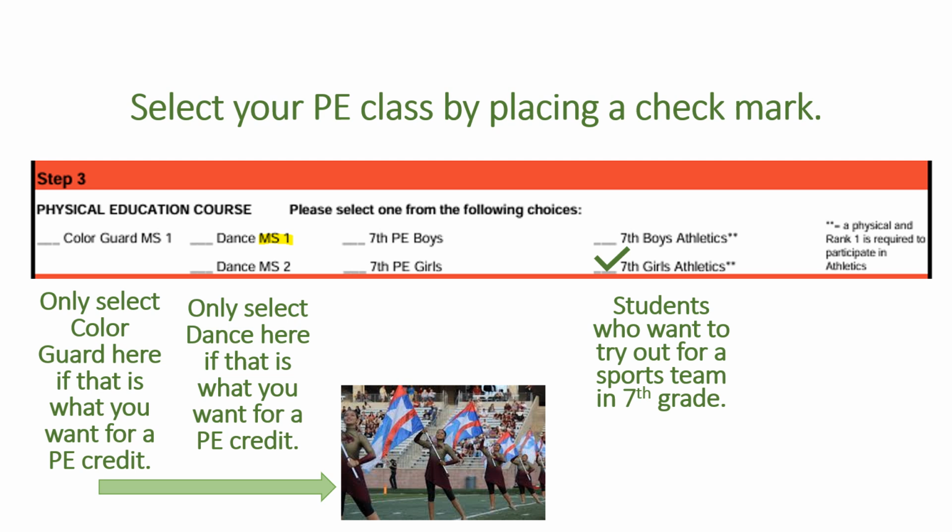So right now, if you plan to do PE or athletics in addition to dance or color guard, then you will need to wait to select dance or color guard later as an elective. But if you only want to do color guard or dance as your PE credit, you can pick it now. Go ahead and check a box.